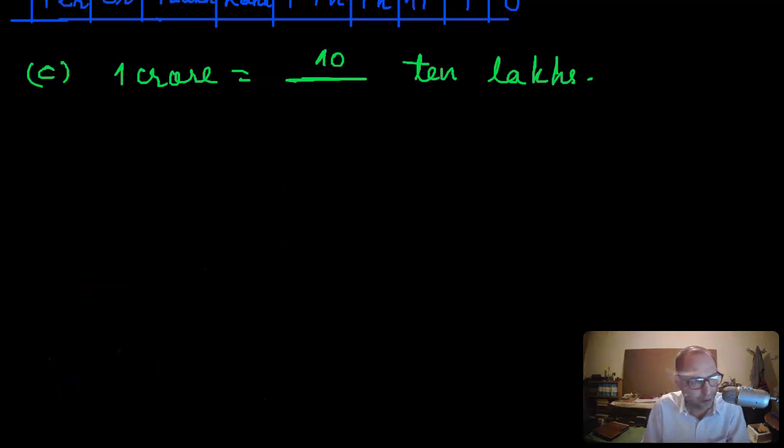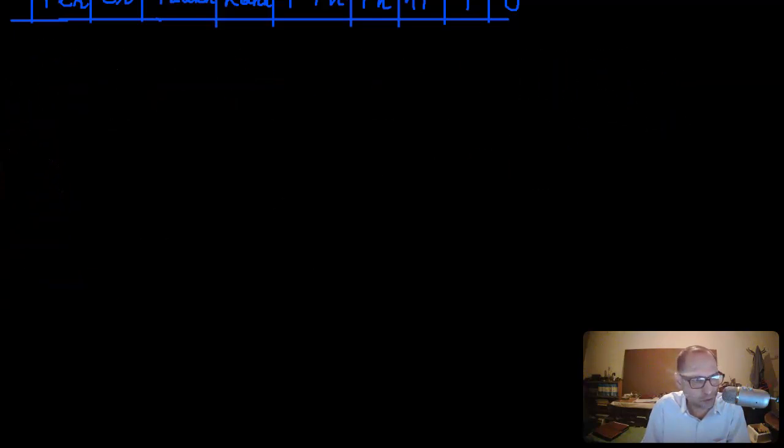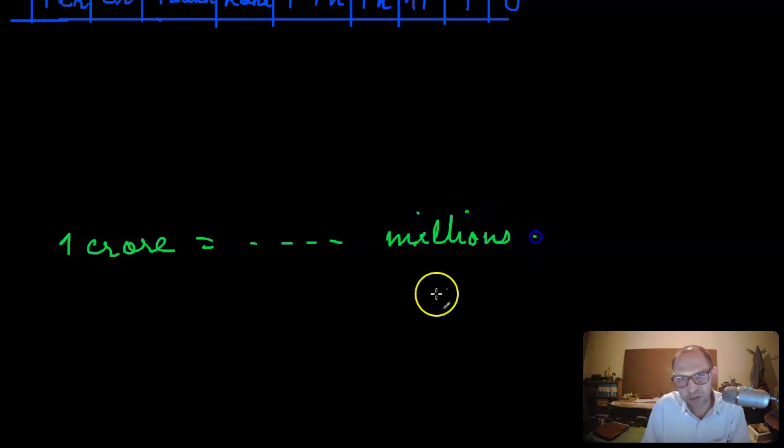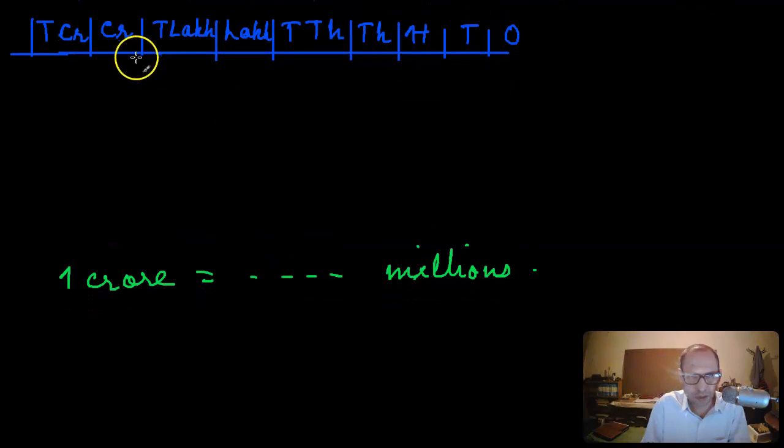Now, the next question that we have, part D of this question, is: 1 crore is how many millions? Right? So you know that 1 crore is basically this place value over here, which means that if I write 1,00,00,000, that's 1 crore, right?